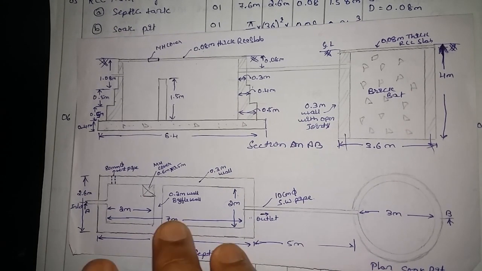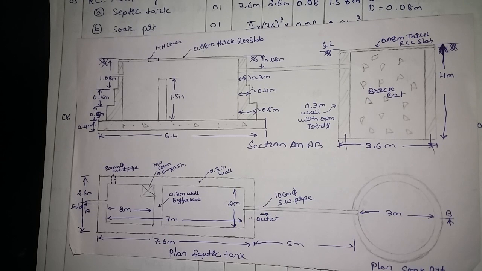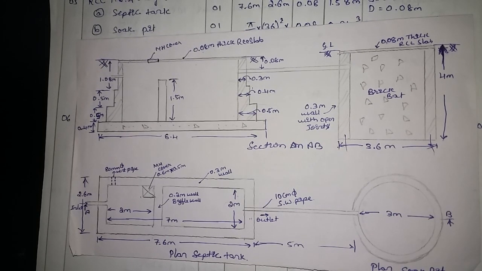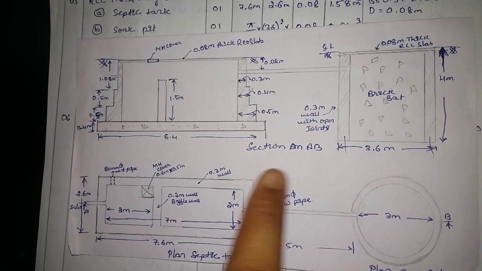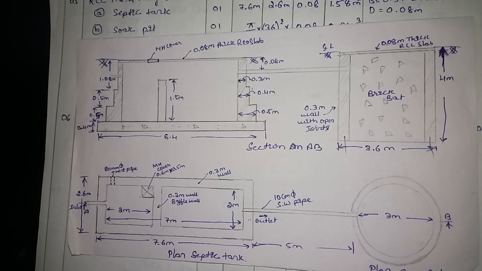So this is how we are going to estimate the quantities of the septic tank along with the soaking pit. This is how the diagram looks like, and how we are going to find out these quantities.